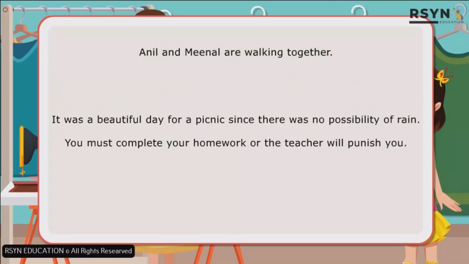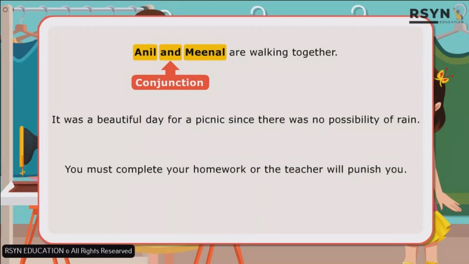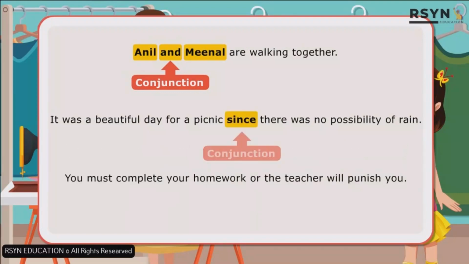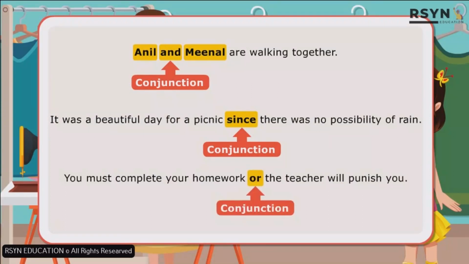In the first sentence, and is a conjunction as it joins together two names. In the next sentence, since is a conjunction as it joins together two sentences. In the third sentence, or is a conjunction joining two sentences.